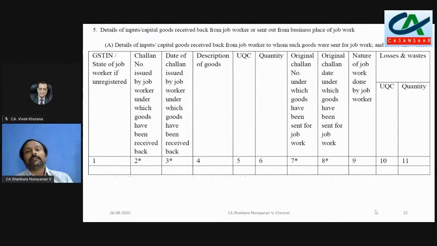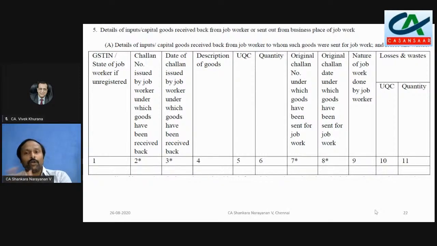Now table 5 has got 3 parts to it. Table 5 in essence is what has come back from the job worker to me. But that is classifiable under 3 separate categories. Category A is inputs or capital goods received back from the job worker to whom it was sent. I had sent it to Mr. A, Mr. A is returning it back to me. That alone needs to be reported in 5A.